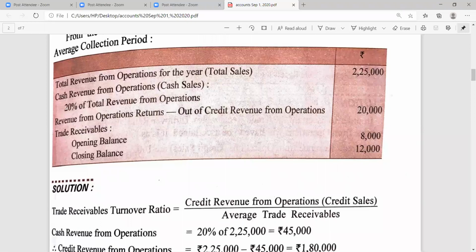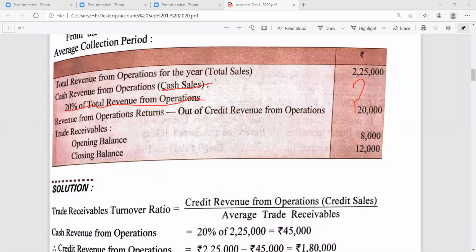The clue is that it is 20% of the total revenue from operation. None of the amount is given over here. The amount is not given, but it is 20% of the total revenue from operation. What is it? It is the cash sale. The cash sale is 20% of the revenue from operation, but the actual amount is not given.